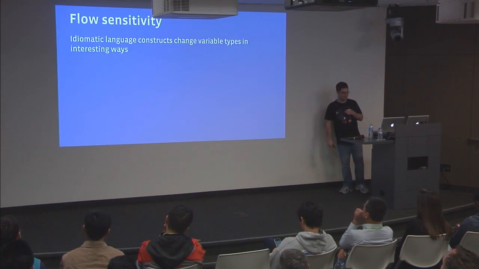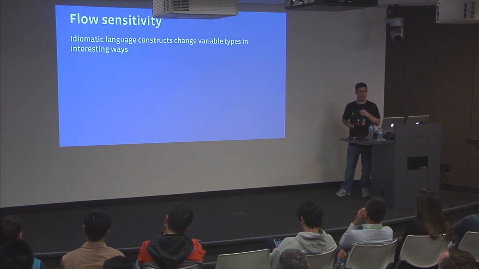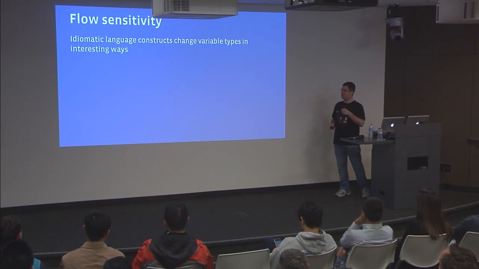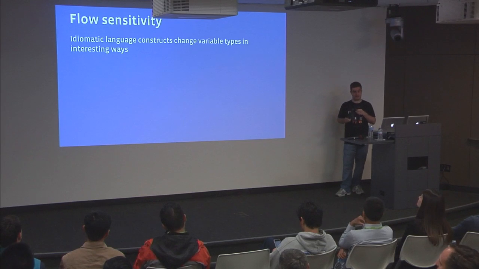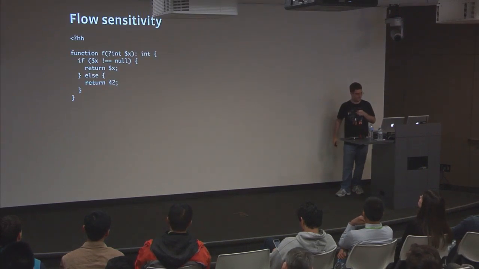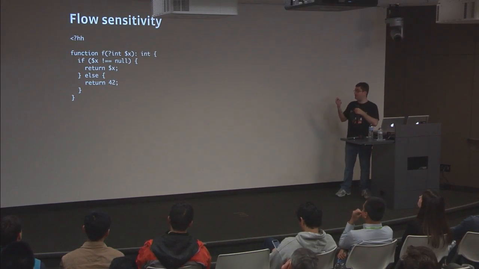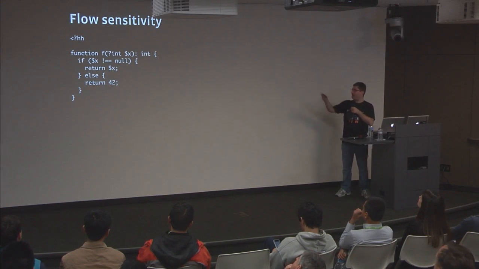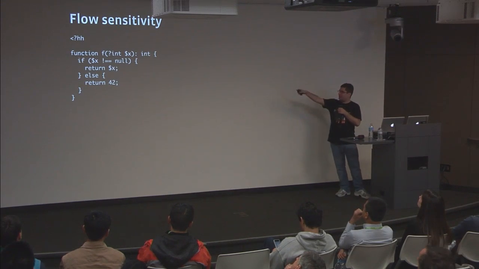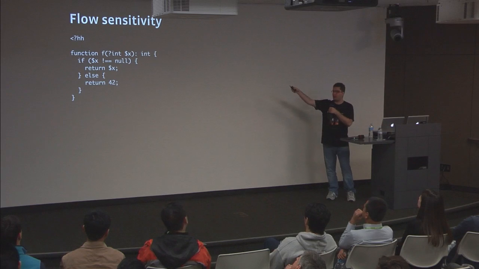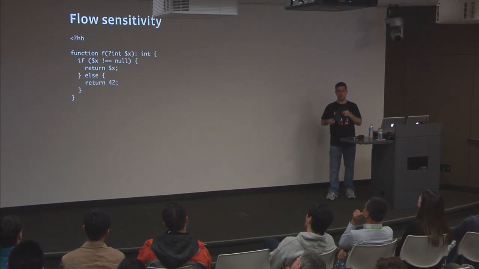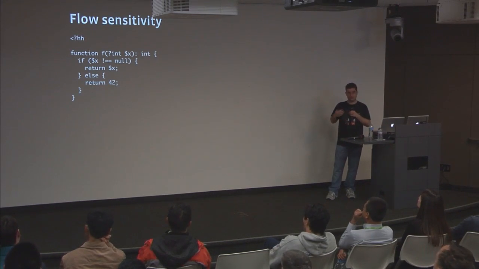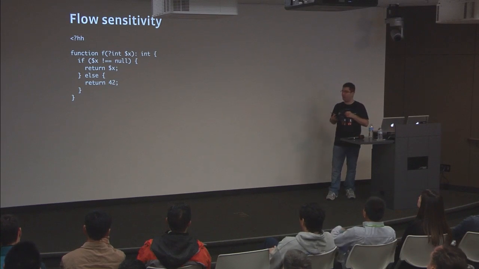Okay. I'll talk a little bit about Hack's flow sensitivity, which is a feature we have to let you type idiomatic language constructs. So let's look at this example. I want to have a function f that takes a nullable int. That's what the question mark means there in the parameter type. And it returns a non-nullable int, since types in Hack are not nullable by default.